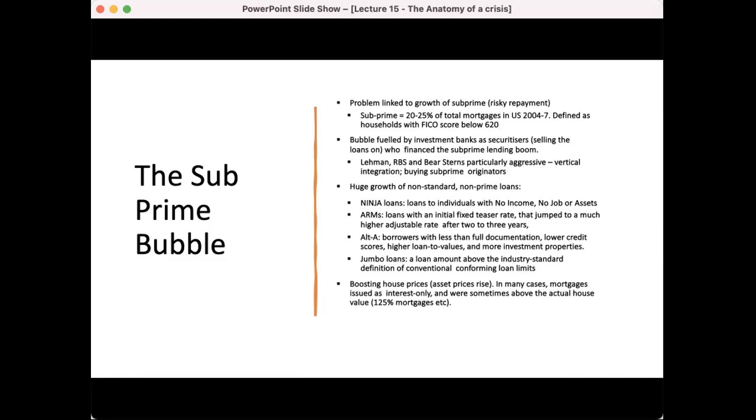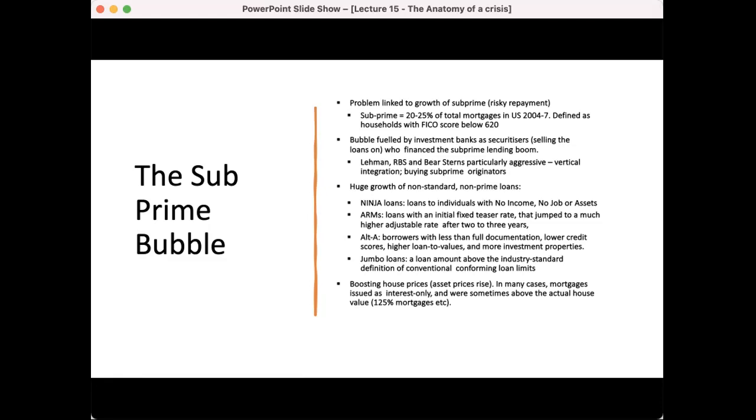And slightly incongruously, I've given you an example there of an interest-only jumbo loan, where the mortgage is being levied at 125% of the actual price of the house. These were popular because the house can be bought, developed and flipped. So a lot of people are moving into the market in order to make returns on their assets.